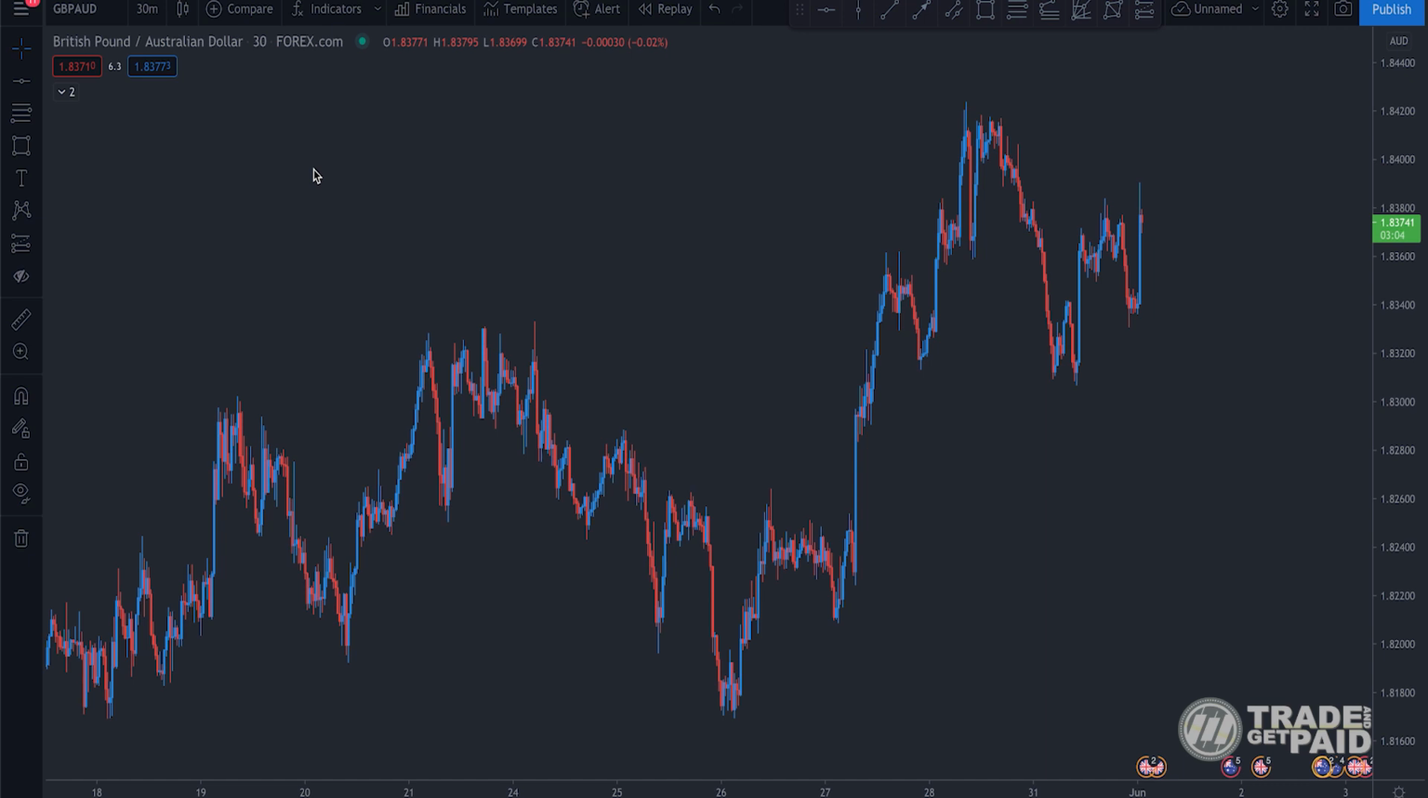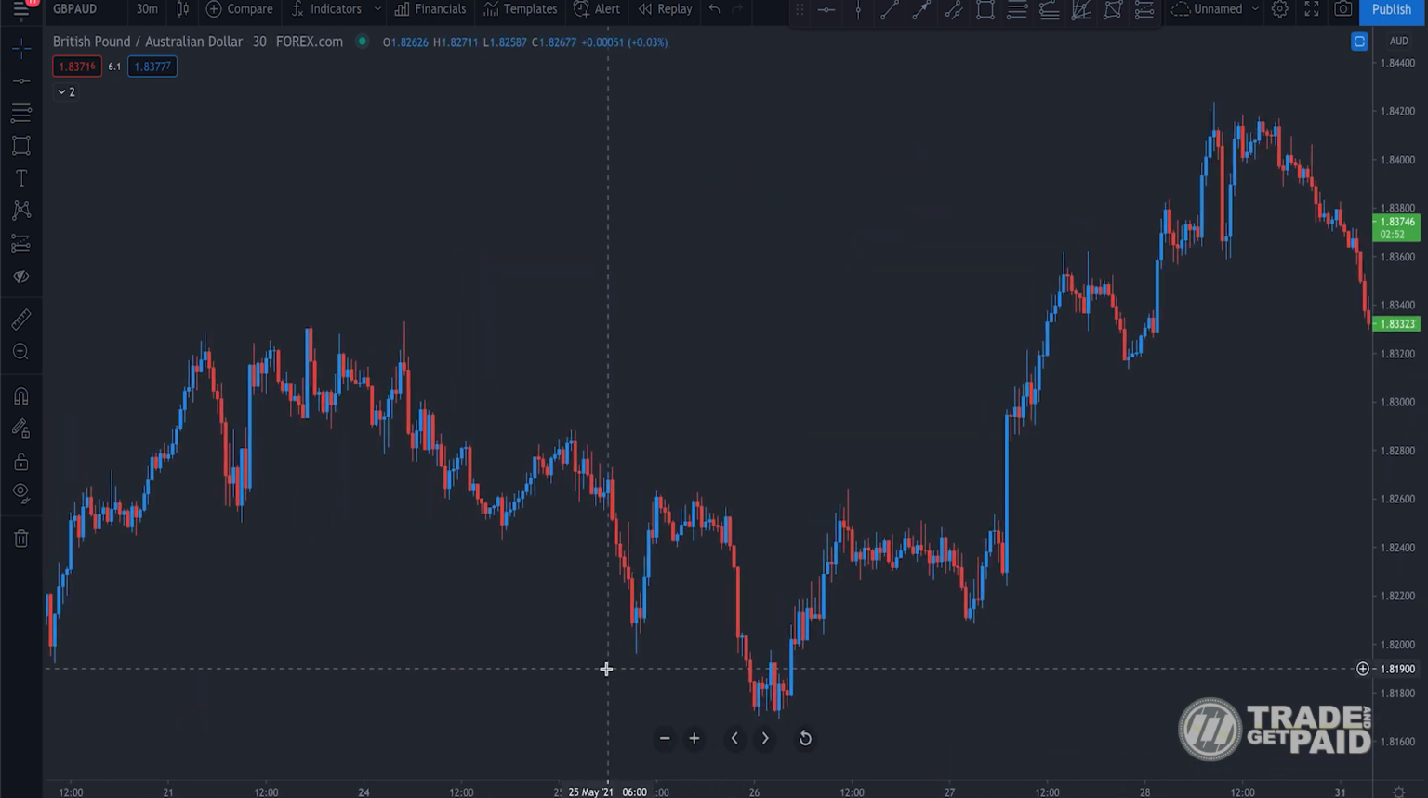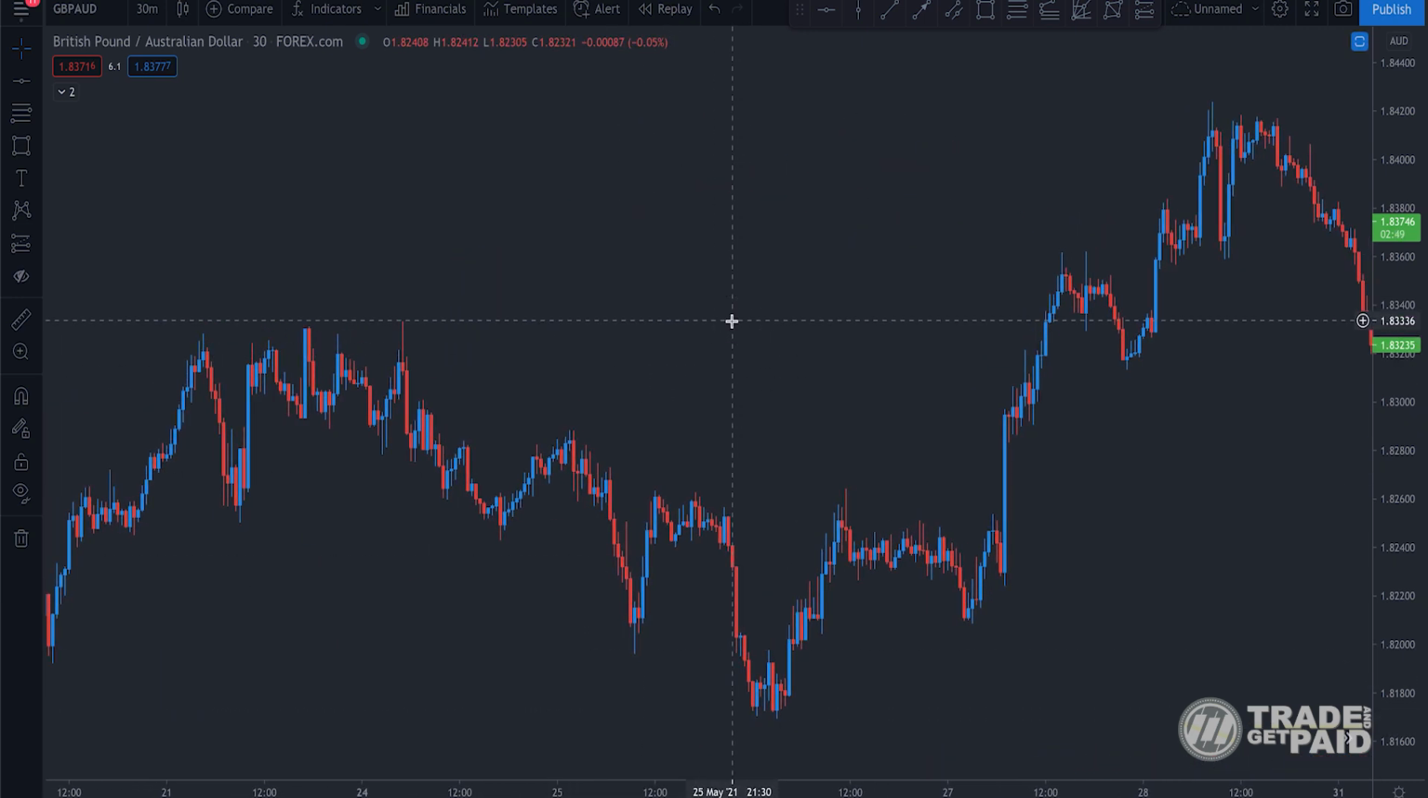All right, guys, so let's jump right into it, and we're going to take a look at this GBP AUD 30-minute chart. We're going to do a little bit of back testing and show you what happened here, and then I'm going to show you how to see it as before it happened.